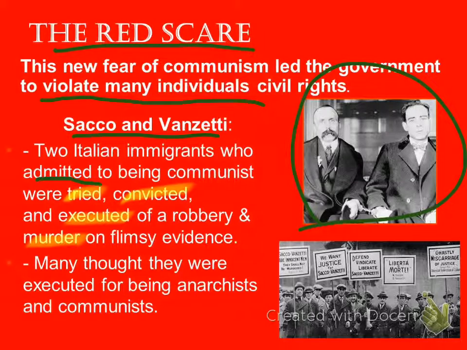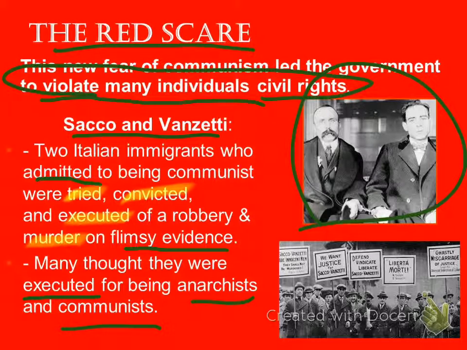And many people believe that they were convicted and executed on what was, at best, flimsy evidence that today would not get them convicted. Many people believe that the real reason for their execution was the fact that they were anarchists and communists. And here in the bottom right are some people picketing, protesting, demanding the release of Sacco and Vanzetti. Again, what is all this about? Well, this is about the violation, and many people believe the violation, of individual civil rights because of the fear of communism spreading to America and what we call the Red Scare.